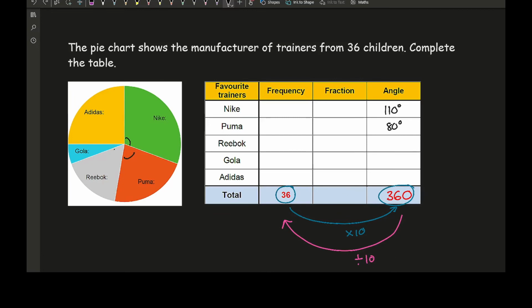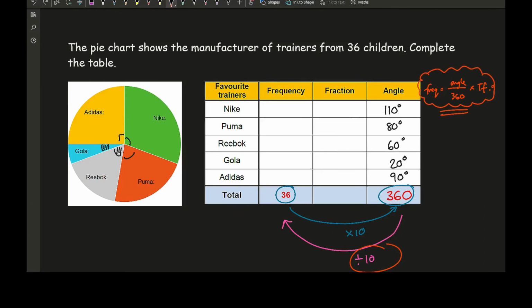For Reebok, this angle here, that's 60 degrees. For Gola, that is 20 degrees, and it's this angle here that I'm measuring, which is the smallest. And then for Adidas, that's a perfect right angle, so that's going to be 90 degrees. From this, I can use my calculator, and to work out the frequency, the formula was the angle divided by 360 multiplied by the total frequency. Or what I could do is divide by 10 and I'll work out the frequency. So either way you want to work it is entirely up to you.